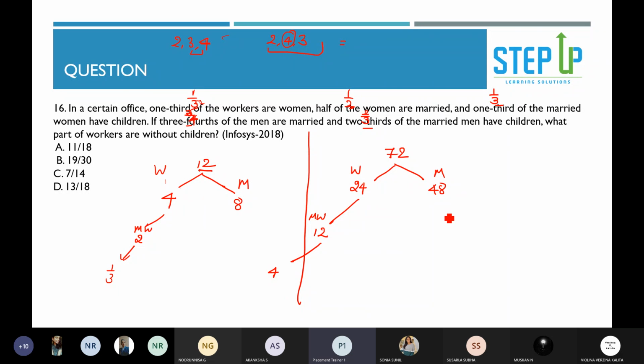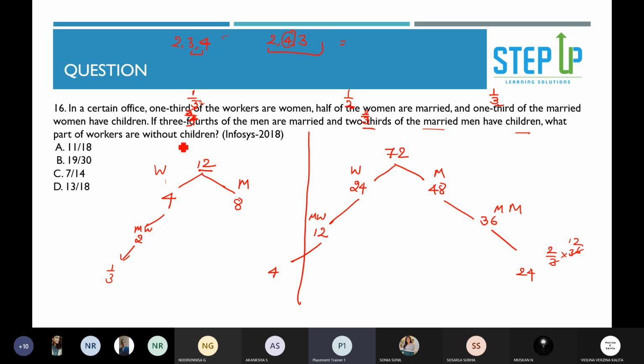Okay. Now, what they're saying is 3/4 of the men are married. So 3/4 of 48 will be 36, right? Because 48 divided by 4 is 12, 12 into 3 is 36. So 3/4 of the men are married men, and 2/3 of the married men have children. What will be 2/3 of this? 2/3 of 36 will be 24.